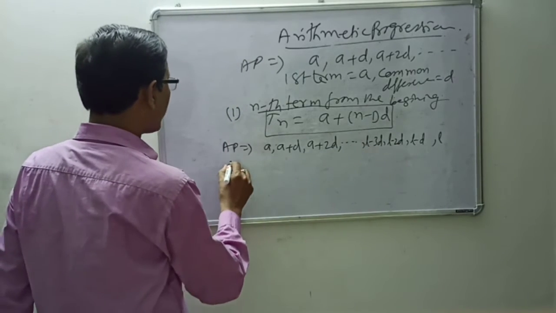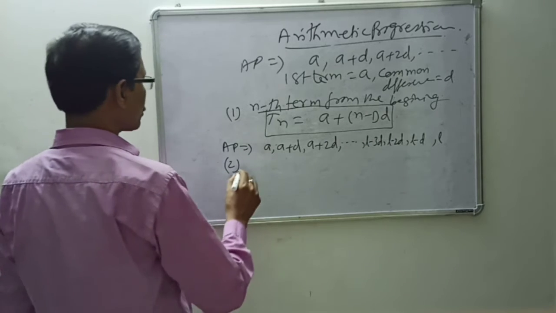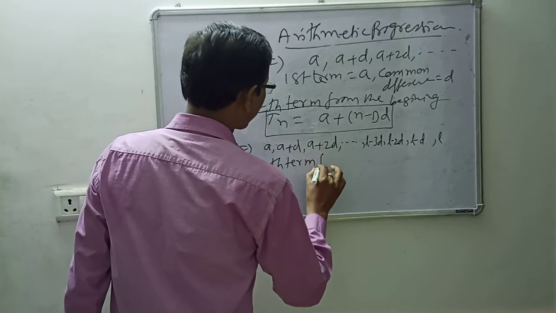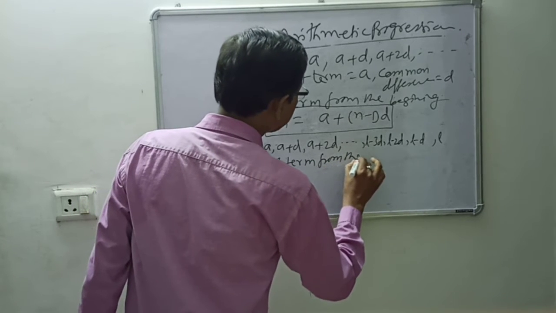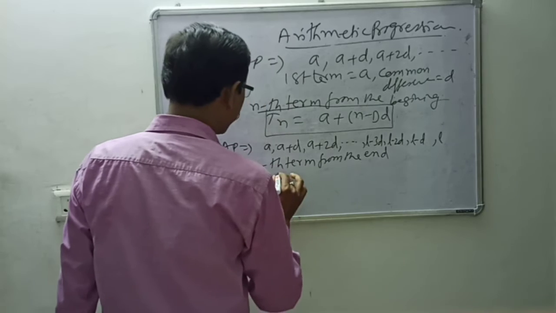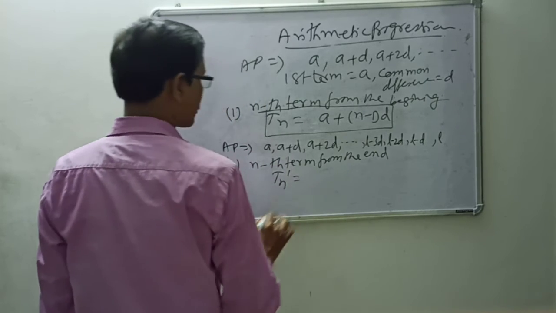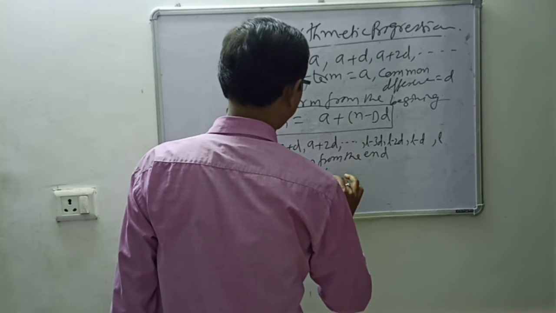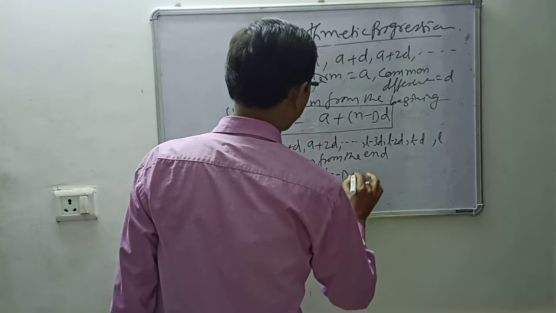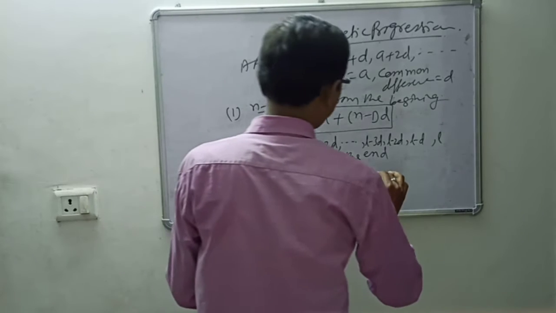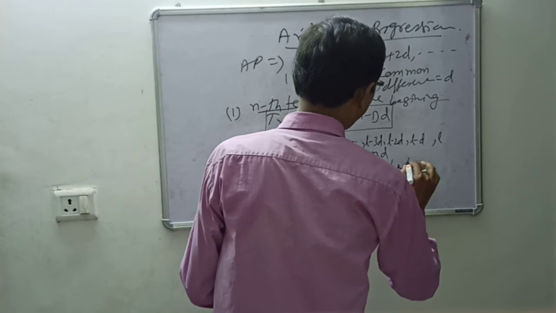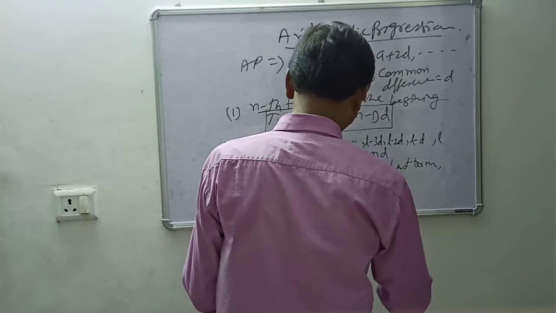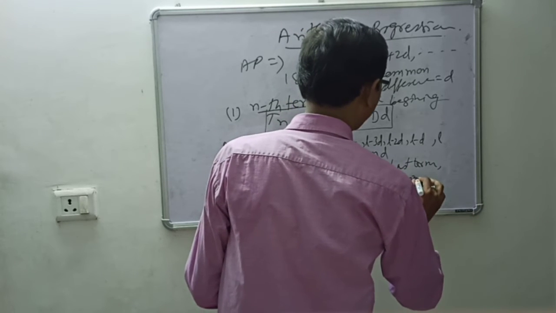So from there you will get another formula also, the nth term from the end. Suppose I write it as Tn dash, so that will be L minus (n minus 1) into D. Here L stands for the last term and D is the same common difference.